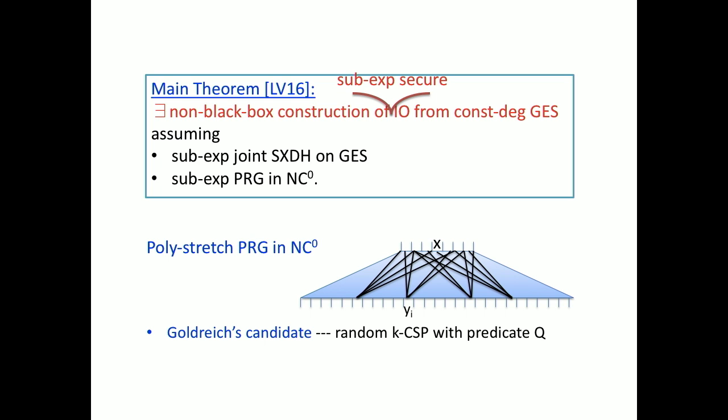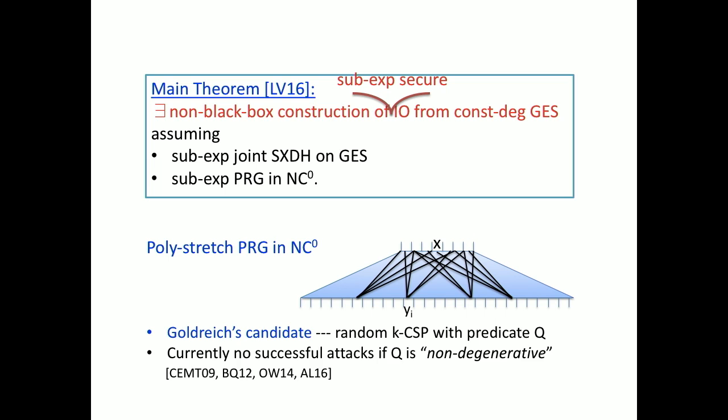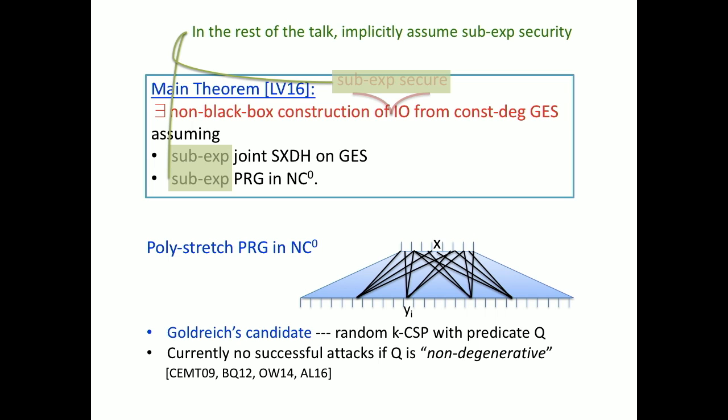There exist some candidate constructions. In particular, Goldreich's has random NC0 functions, which basically correspond to a random system of k-CSP with respect to a fixed predicate Q. And currently, there are no successful attacks if Q is chosen in a careful way. In the rest of the talk, because everything is sub-exponential, I'm just going to assume sub-exponential implicitly, so that allows me to just talk about the object.